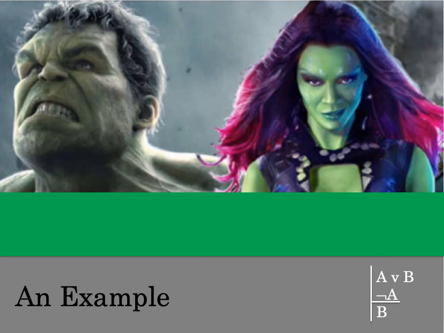In the previous example, we proved that the following was valid: A or B, not A, therefore B. Now let's look at a different one. This one's going to be invalid. This one goes A or B, A, therefore not B.